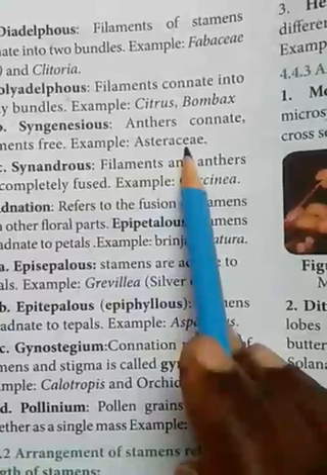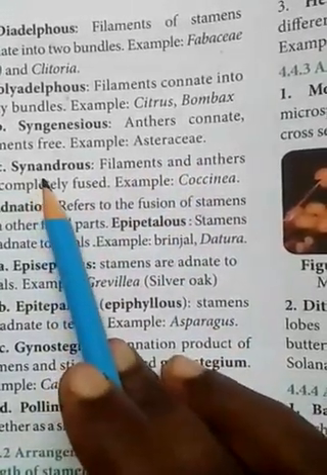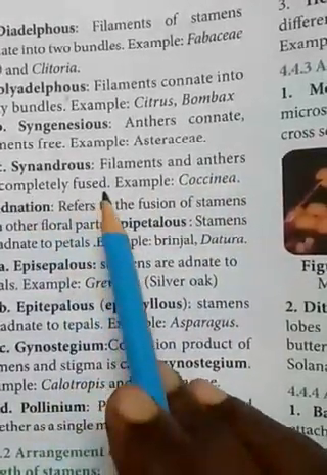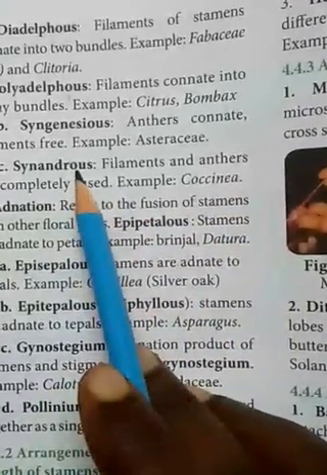You can find this in Asteraceae. Next, Synandrous, the third type we can find. Filaments and anthers are completely fused. Example in Cochineae. So here we have studied the three types.